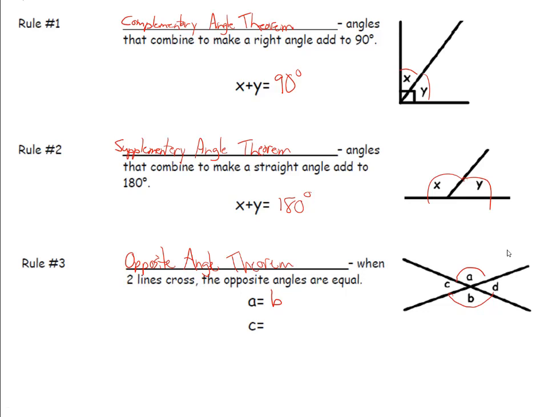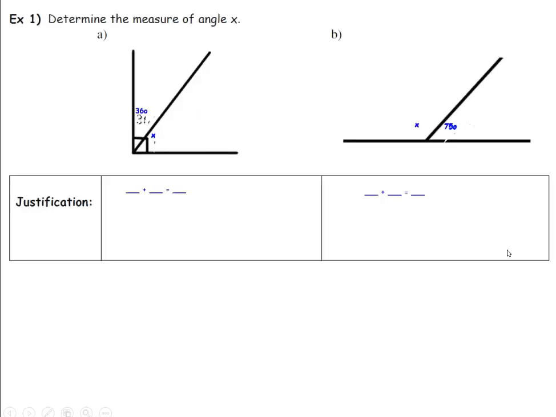Let me use blue for this. So if I have C and D over here, so C is equal to D, because they're opposite angles of an x intersection. Notice that it kind of looks like an X here. Got your cross here and then here. Later on, we'll be discussing this and calling this the X pattern. But for now, remember it as the opposite angle theorem. That's what it's called. Okay, next slide.